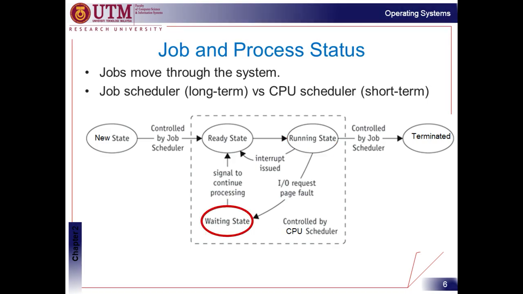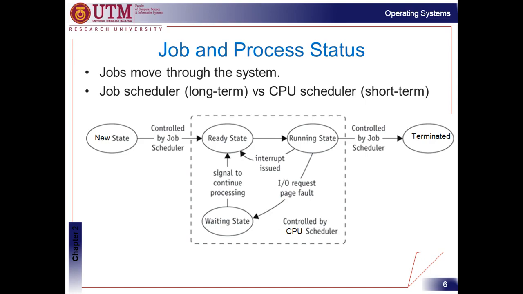Fourth is the waiting state. Processes may enter the waiting state if they need to perform an I/O operation or wait for a specific event to occur. For example, a process may wait until the required page is loaded into memory if a page fault occurs. And the fifth is terminated. Processes that have finished executing or have been terminated by the operating system are in the terminated state.